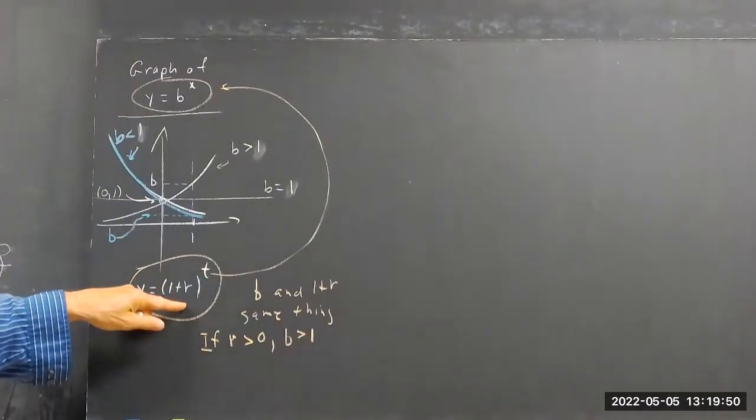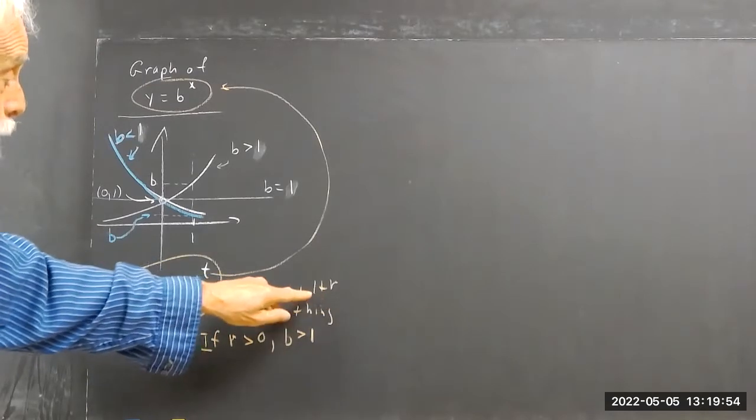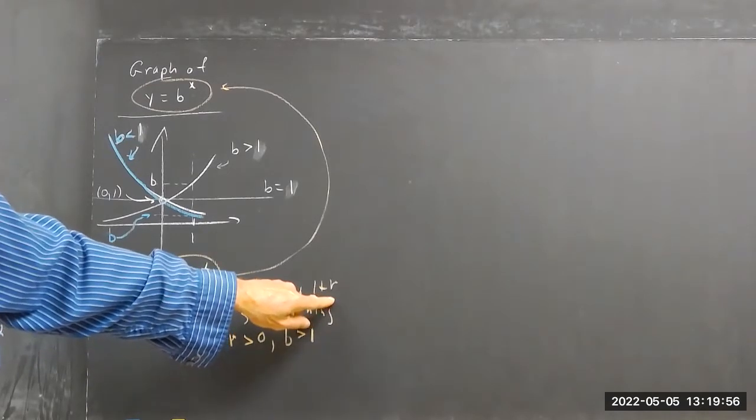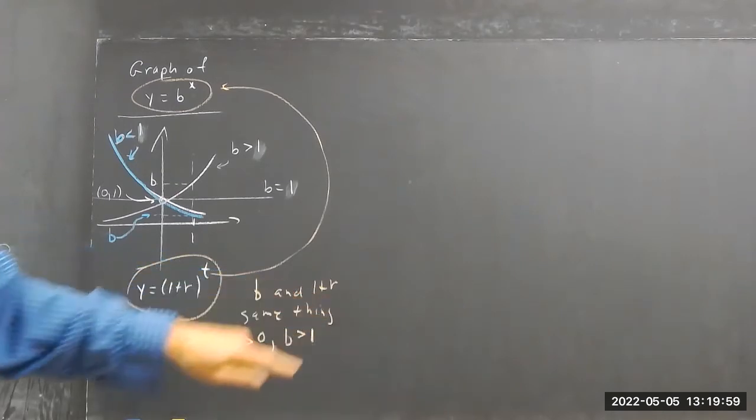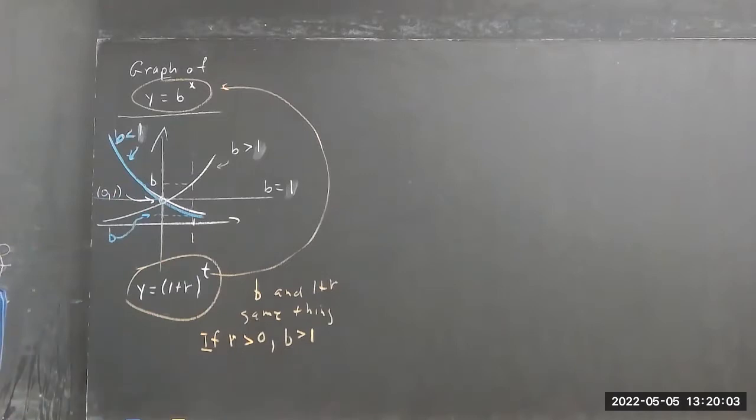If R is greater than 0, then since B and 1 plus R are the same thing, 1 plus R is greater than 1, right? In other words, R is any positive number. That makes B positive, gives you an upward graph, okay?